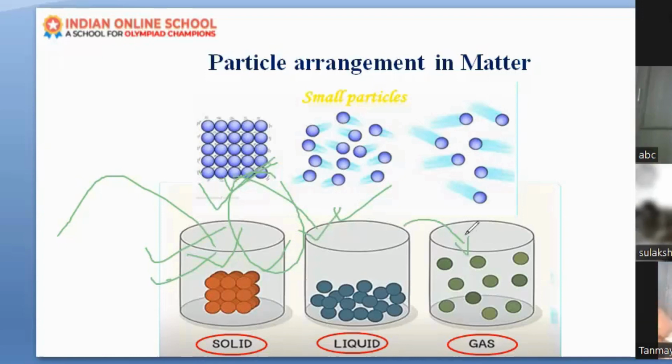And it is compressible. You can compress it in a cylinder. You have seen the cylinder that you use at home? Yes, ma'am. The gas can be easily compressed in it and takes the whole space of the container. Why? Because the molecules are very far away from each other.